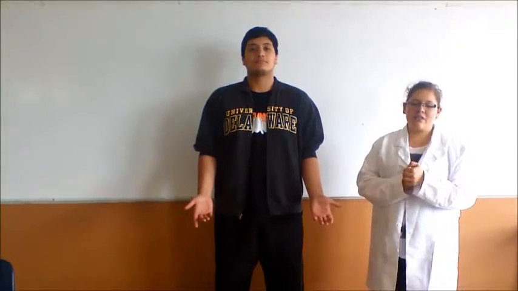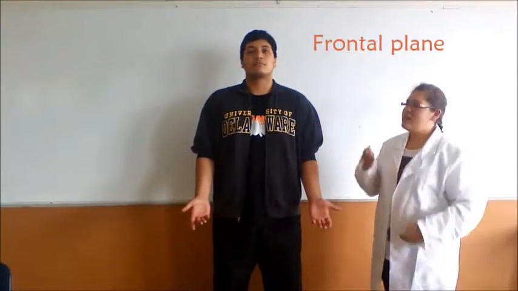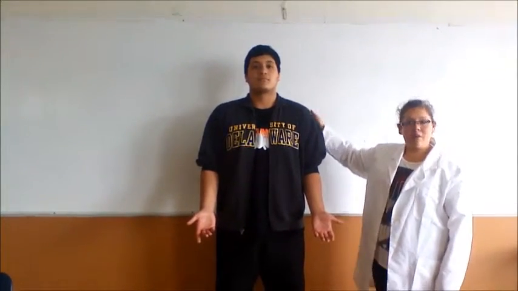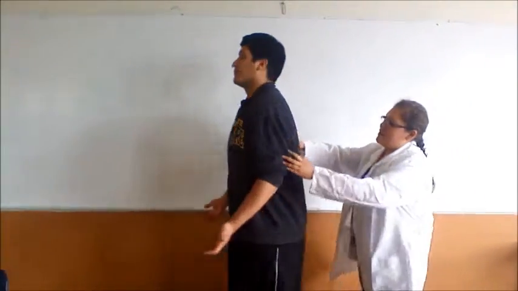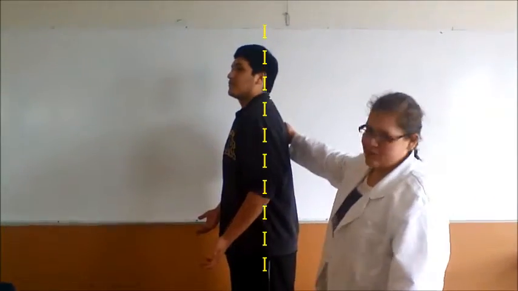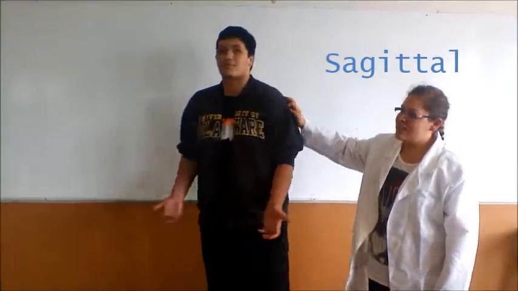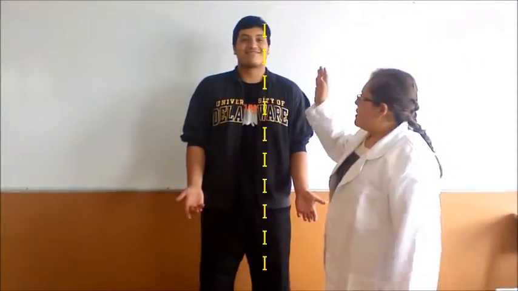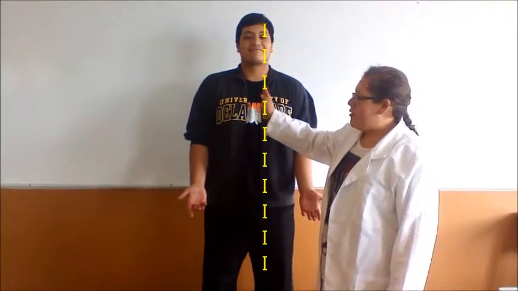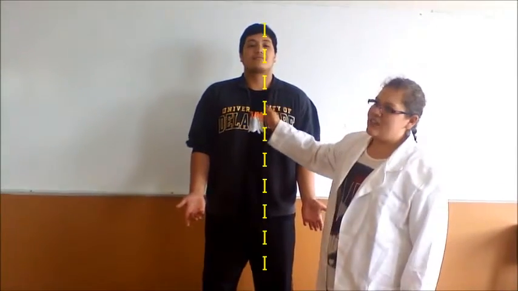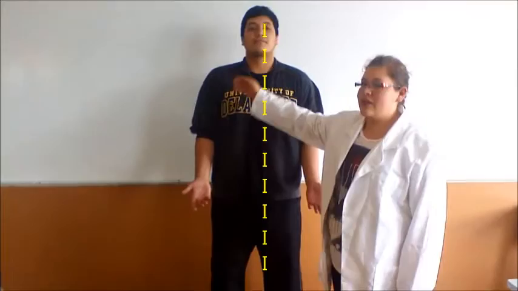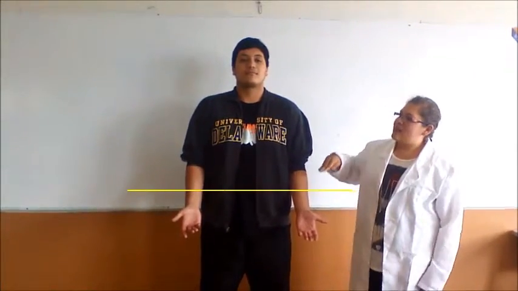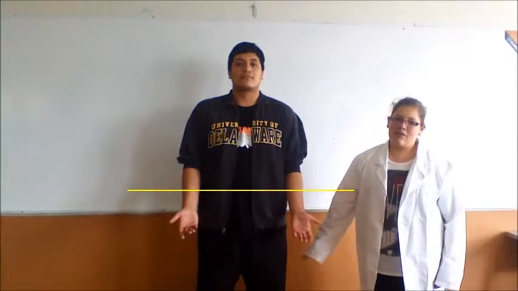First, we have the frontal or coronal plane that divides the body into anterior and posterior parts. This way, anterior and posterior. Then we have the sagittal plane that divides the body into left and right sides. When it's mid-sagittal, it's equal parts, and when it's parasagittal, it's unequal left and right sides. And finally, we have the transverse plane that divides the body into superior and inferior.